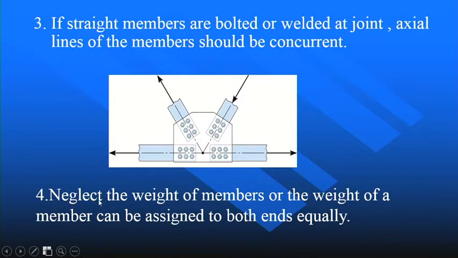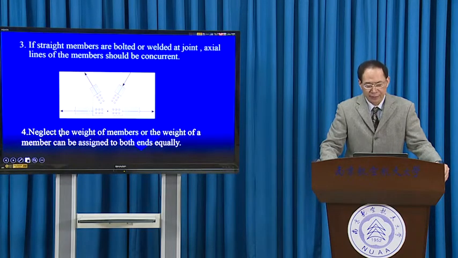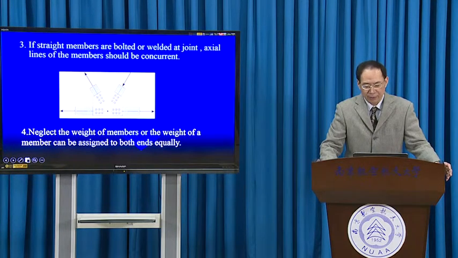4. Neglect the weight of members, or the weight of a member can be assigned to both ends equally. So this is our method to simplify the weight of a member. You can either neglect the weight or you consider the weight, but they are loaded at both ends equally.